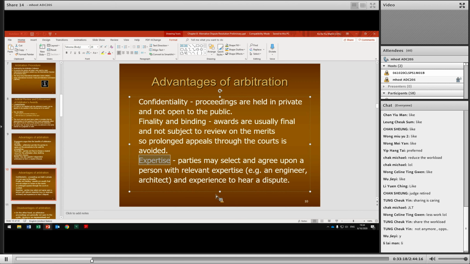And also the other attraction is the expertise of the arbitrator. As I have mentioned before, arbitrators usually are professionals in that particular field. For example, this dispute is about the quality of the building material. So usually they will ask a surveyor, a quantity surveyor, or an architect to be the arbitrator. The arbitrator is very familiar with those issues. He can understand the dispute much more easily than a judge. Okay? So parties may select and agree on a person with relevant expertise, for example, an engineer, an architect, a surveyor, and also experienced to hear a dispute. So they can save a lot of time. Okay? So the arbitrator can understand the case much more quickly than a judge. So the parties can save a lot of time if they use arbitration.